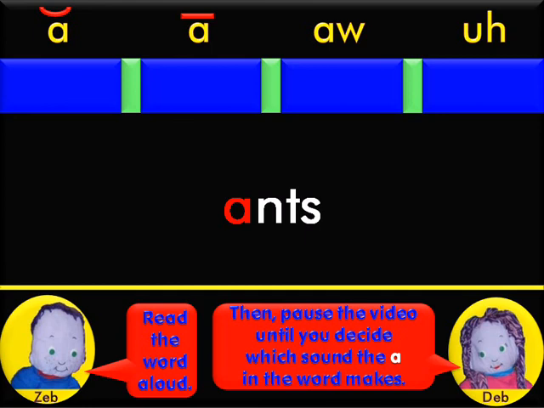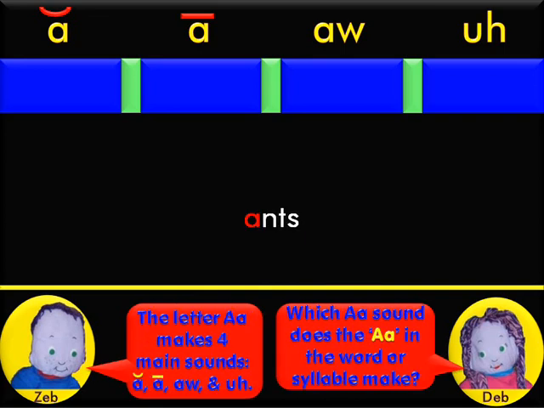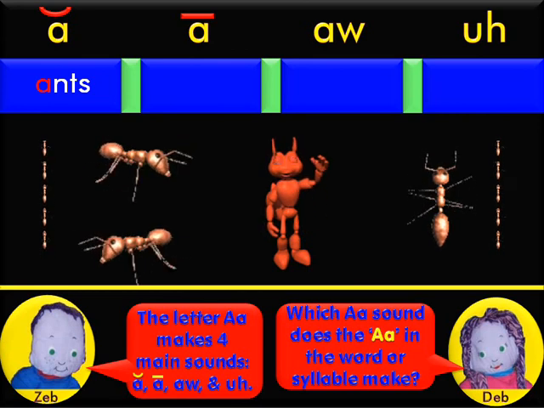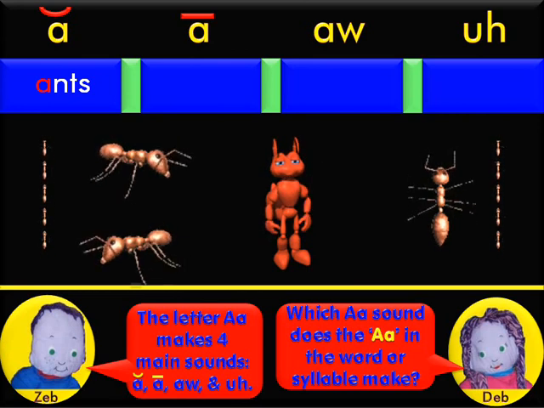Repeat after me. Ants. Which slot does it float into? Pause the video until you figure it out. Read the word with me. Ants. Which slot does it float into? Did you get it right? Well, good job.